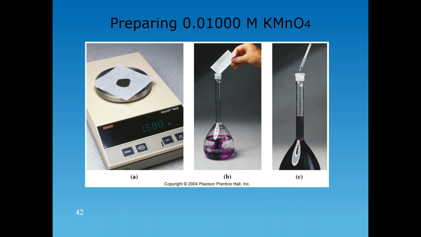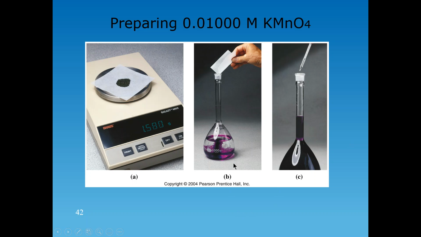In this example, and this is typically what we do in the lab and basically labs all over when it comes to making solutions of a specific concentration, we're preparing a solution of 0.010000 M potassium permanganate. All right, so that's the molarity of the solution that we're trying to make. So the first thing we need to do is figure out how much solute we're going to need and what volume of solution that we're going to use.